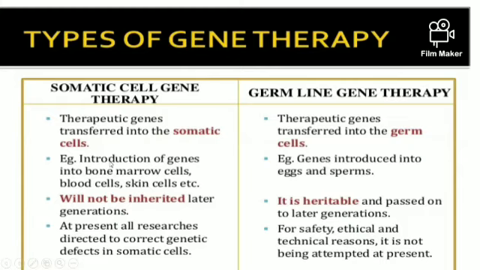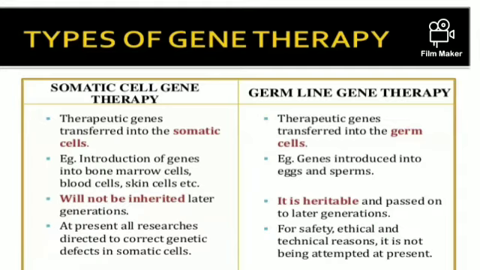Somatic cells means cells other than the germ cells. So the skin cell, bone marrow cell, and blood cells are used for this. It will not be inherited by later generations. Somatic cell gene therapy is curable only for that person. The person is cured, but it is not inherited generation after generation, because it takes place at the somatic cell level, so it is not transferable at all.